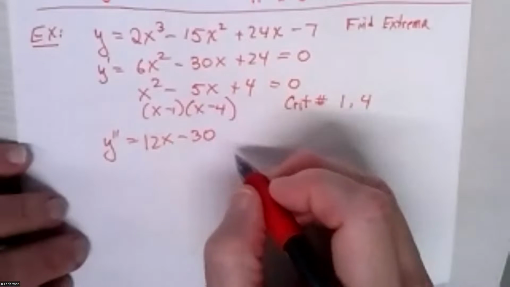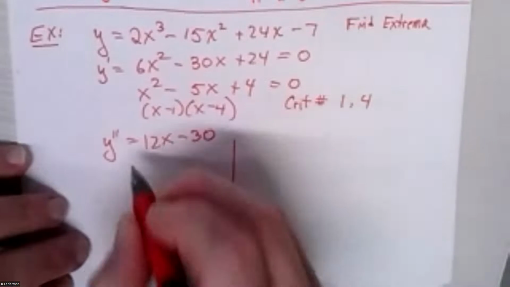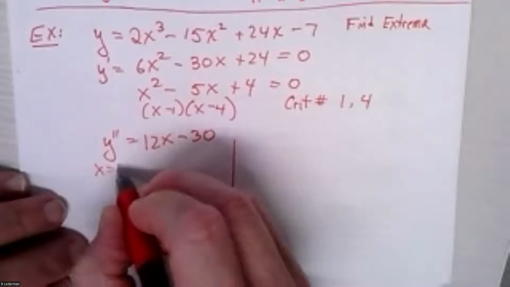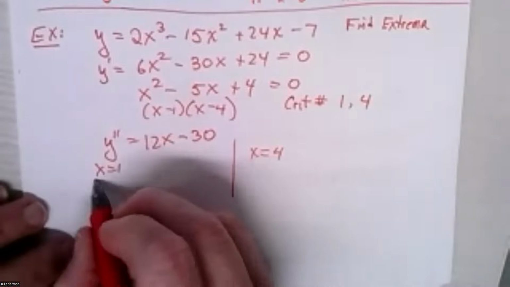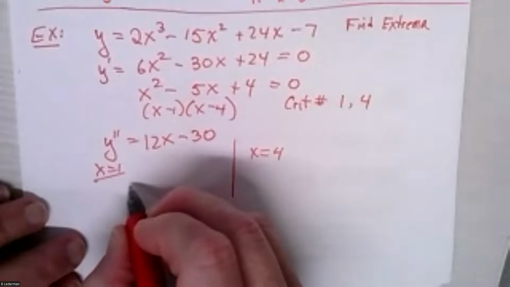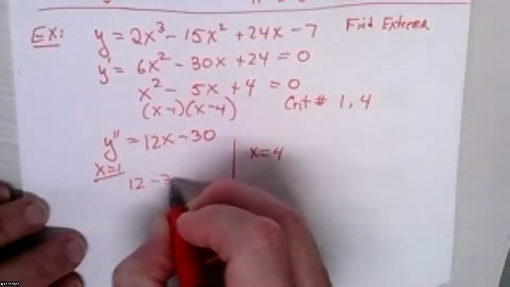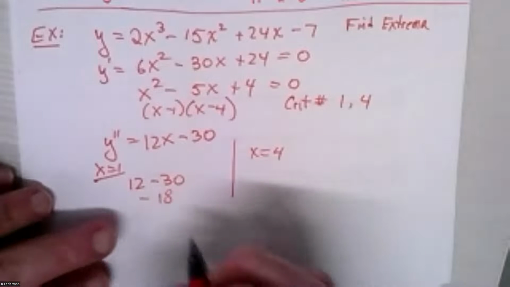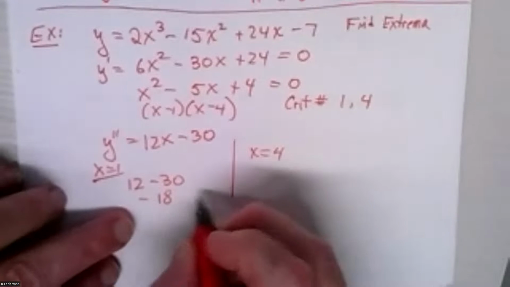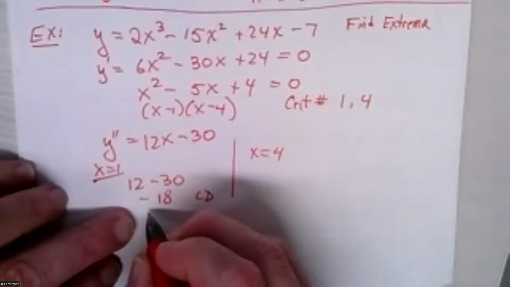And I'm going to plug in x equals 1 and x equals 4. When I plug in x equals 1, I get 12 minus 30, which is negative 18. So since it's negative 18, that means it's concave down, which means I have a max.